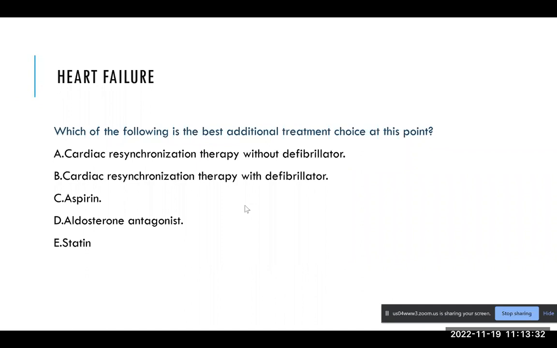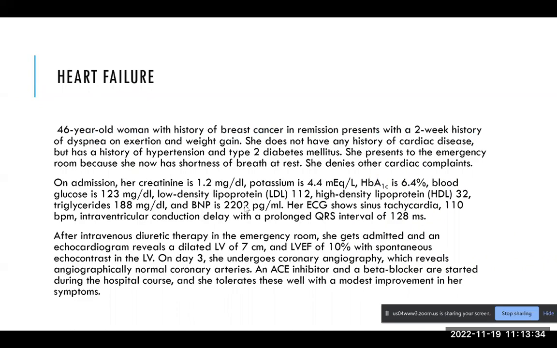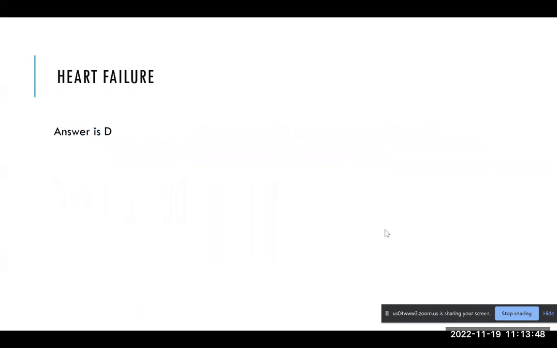Even if the question made it clear with a QRS of 128, sometimes they fool you with the wide QRS complex, but still the patient is not on optimal medical therapy. So the patient should be on optimal medical therapy for at least 6 months before trying any additional thing.